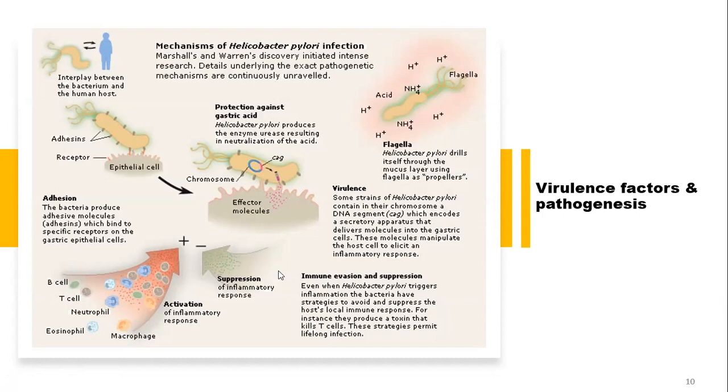With CAG, a lot of other molecules are secreted by the organism that will allow it to evade the immune system. Okay, so this could lead to suppression of the inflammatory response, or you can actually have activation of the inflammatory response, and this encourages the adhesion of the organism. So these are the various interplays of virulence factors that the organism deploys to evade the protective mechanisms present in the gastric environment.